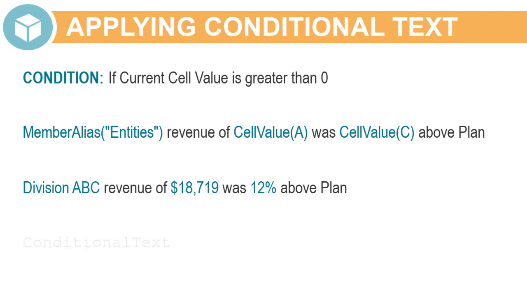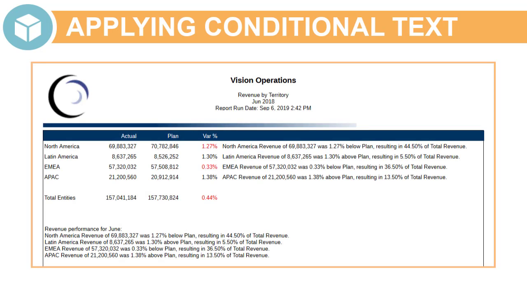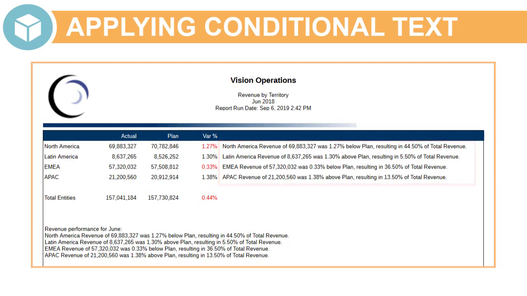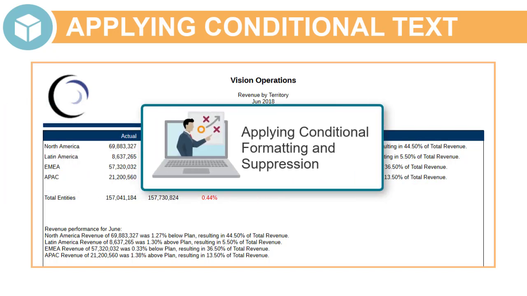You use the ConditionalText function to insert conditional text into a text box, row, column, or cell. In this tutorial, I'll show you how to display conditional text in a text box and grid rows. For information about conditional formatting and suppression, please view our tutorial, Applying Conditional Formatting and Suppression to Management Reports.